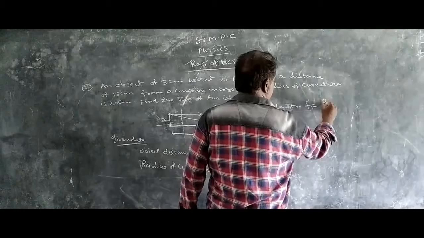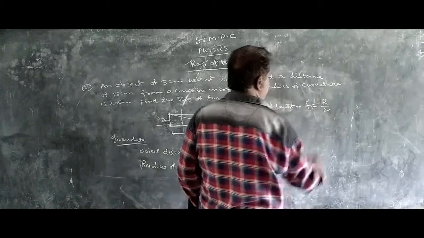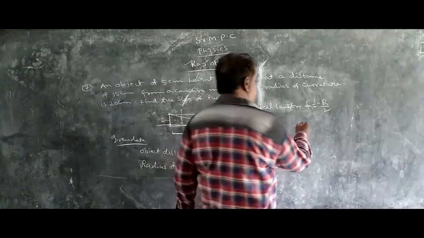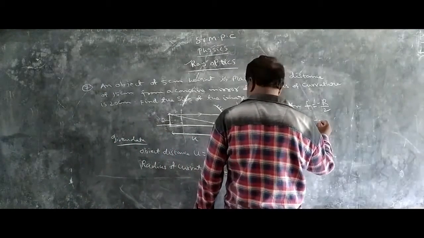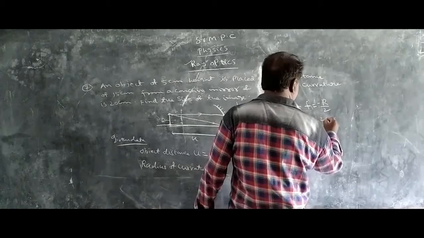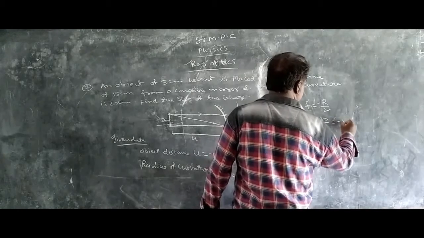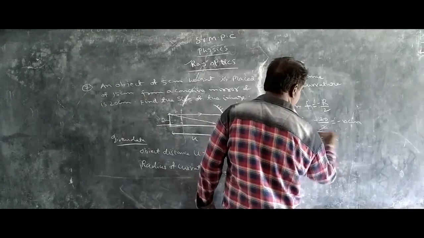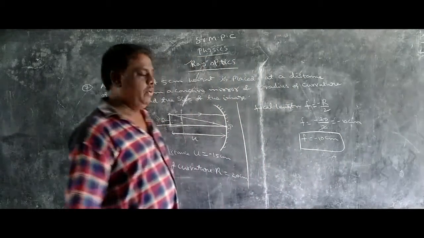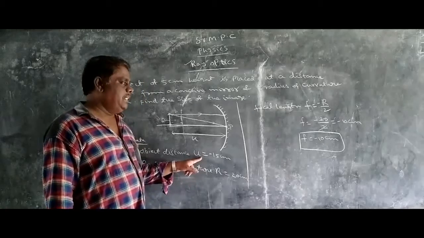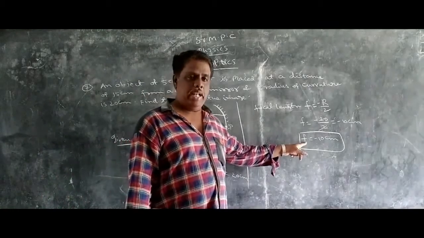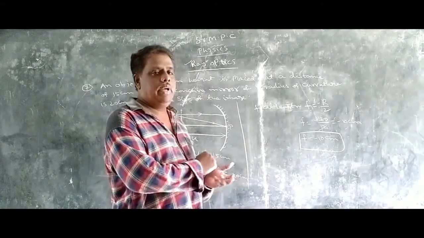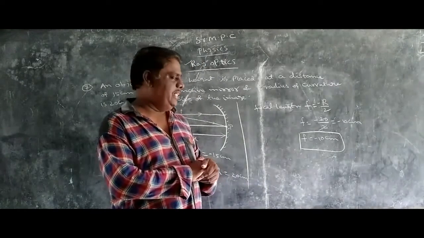F is equal to R by 2. But concave mirror focal length will be always negative. So therefore F is equal to minus 20 by 2, that is equal to minus 10 centimeter. Therefore F is equal to minus 10 centimeter. So we know the values of object distance and the focal length. So first, by using this, we can calculate the image distance V.